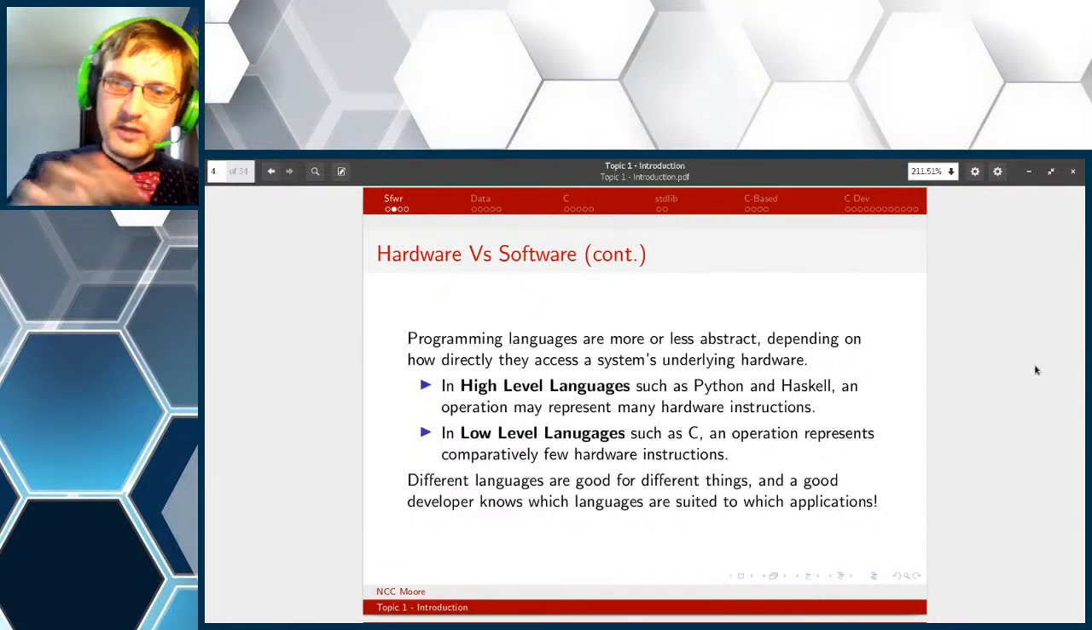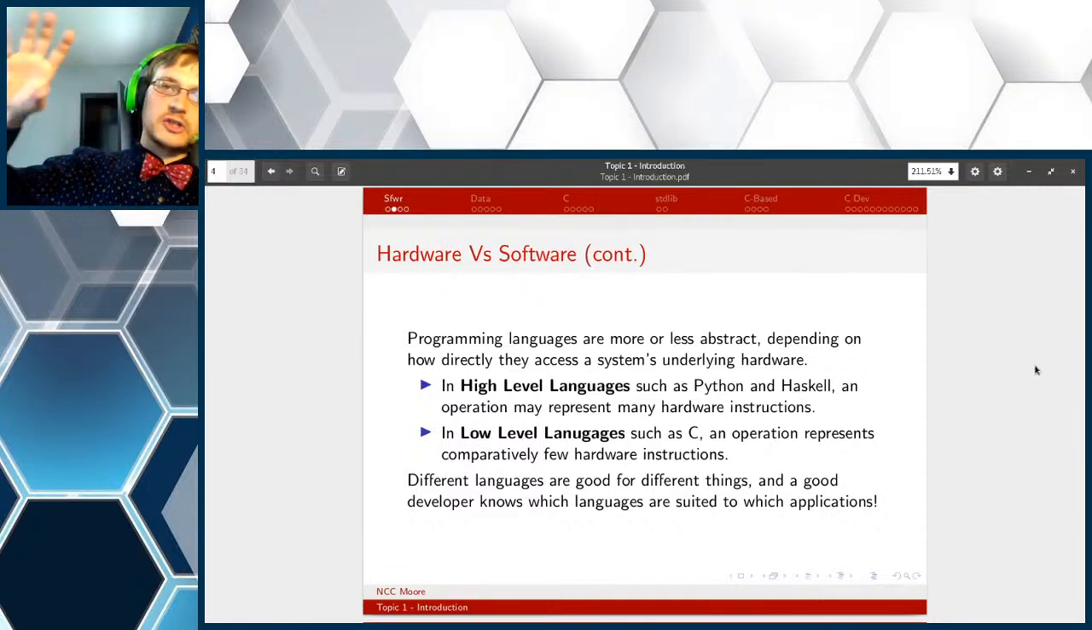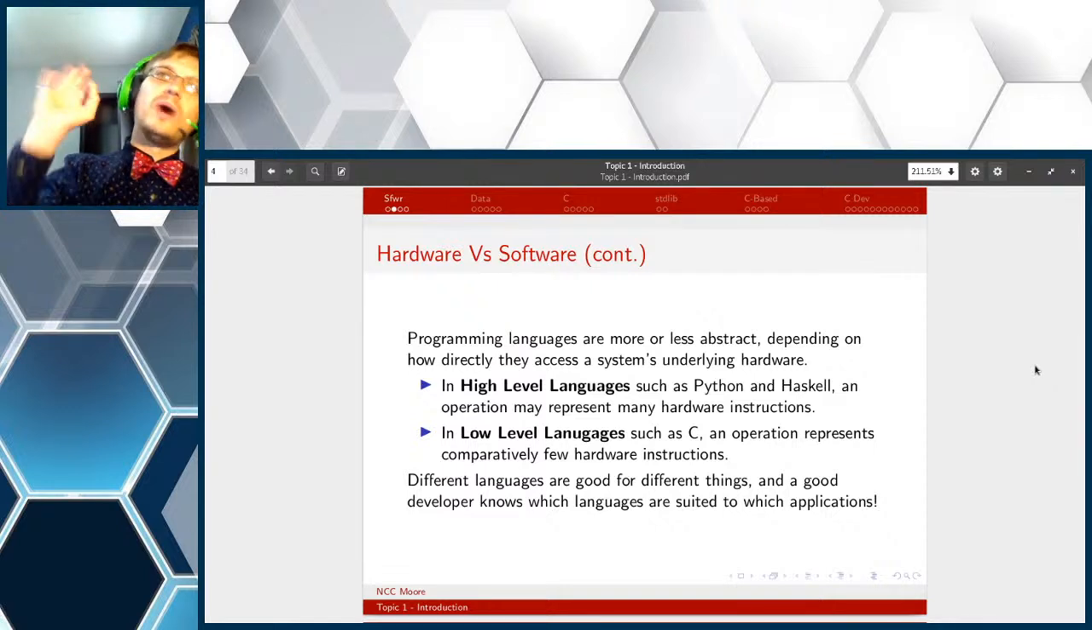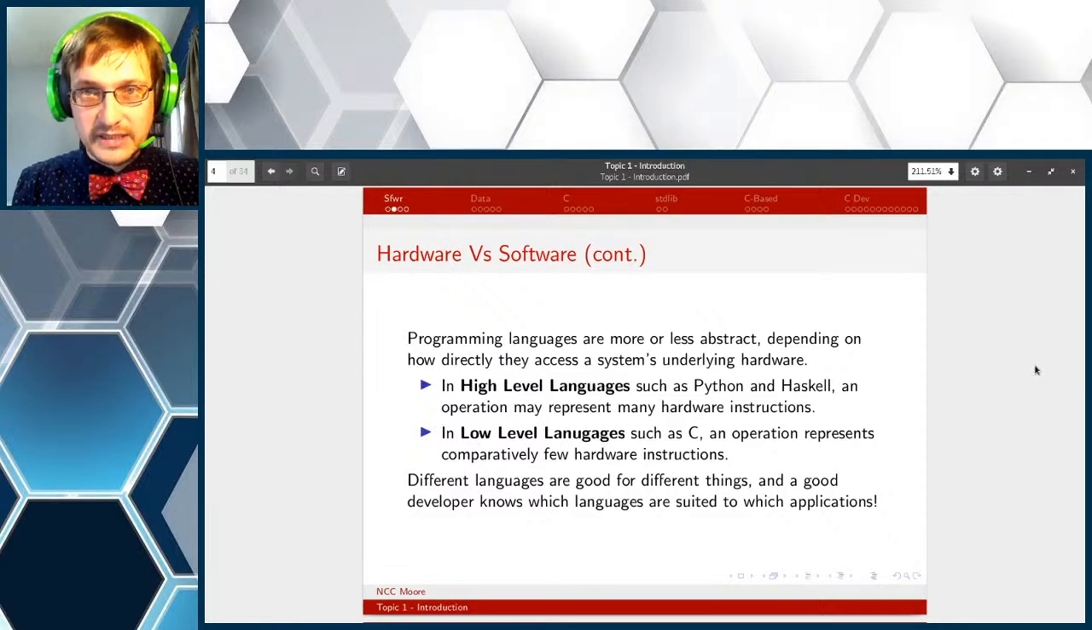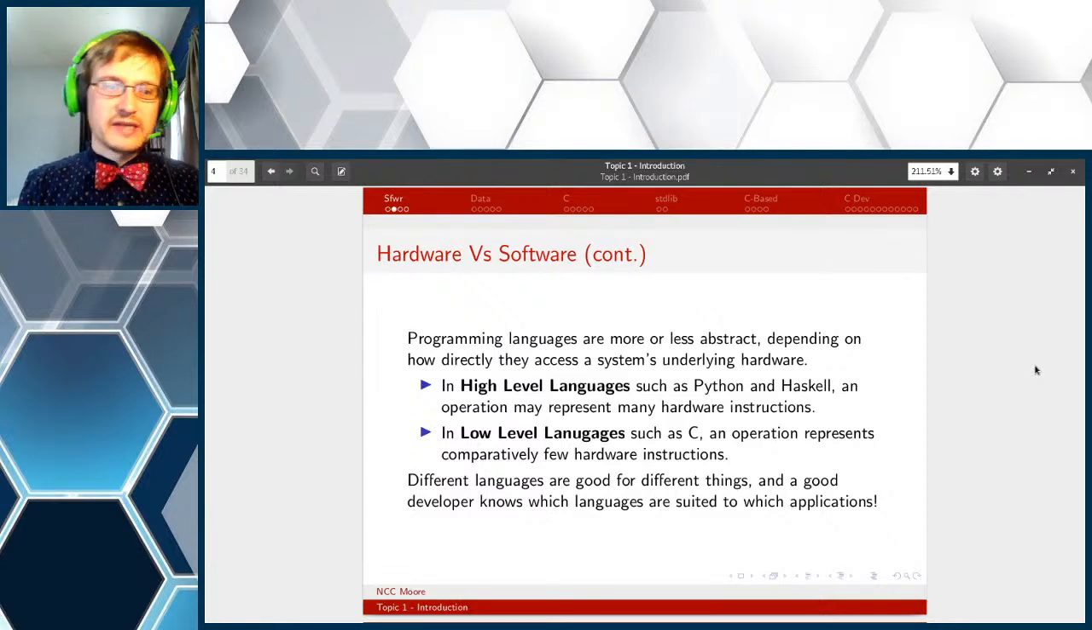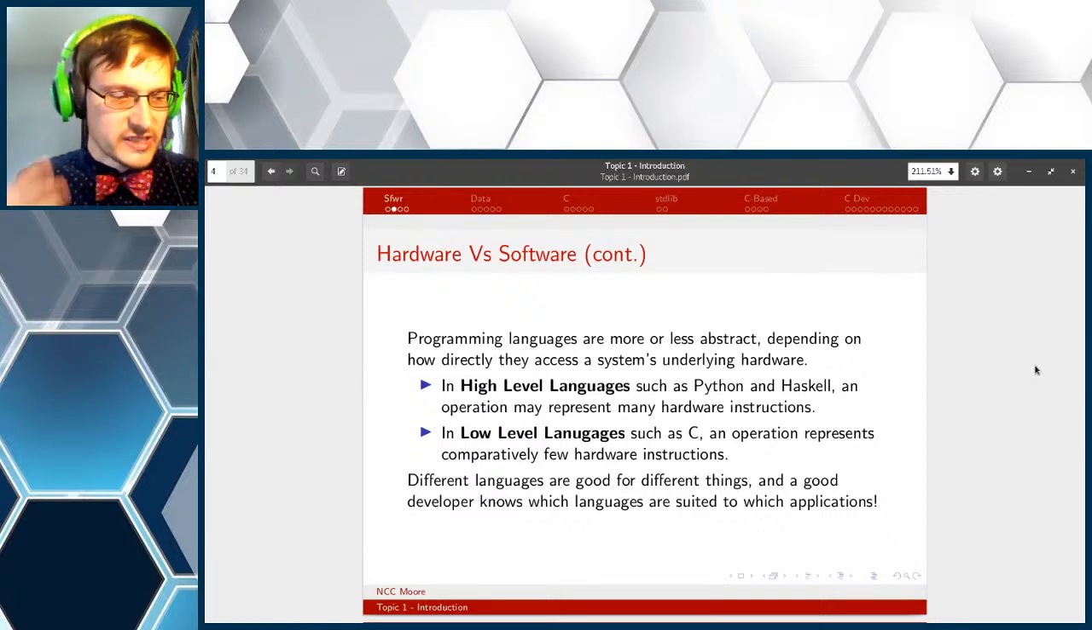It's imperative programming. Assembly is an imperative language. When you have something weird and abstract, like a functional language, writing one line in Haskell might mean that you have generated 1 or 200 assembly level instructions. Whereas in C, the number of hardware instructions that an operation in C represents is going to be far, far, far fewer.